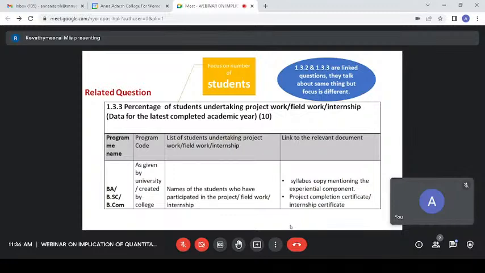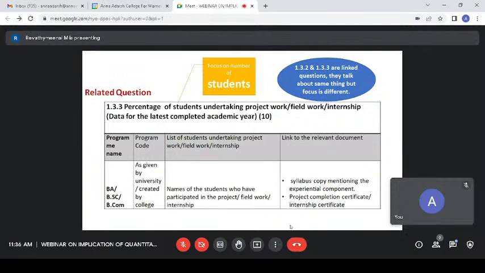Now, here you are able to see it is the same question. 1.3.2 and 1.3.3 are the same questions. But here the focus is on the number of students. In the previous case, it was on the number of courses. 1.3.2 and 1.3.3 are linked questions. They talk about the same thing, but the focus is different.